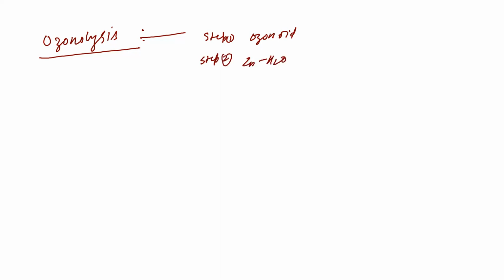Now, dear student, let us see. We have CH triple bond CH, and you are adding the O3. So how is the ozonide forming here, student? This is the CH.